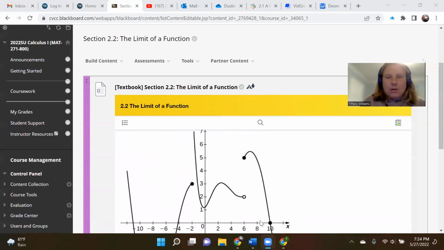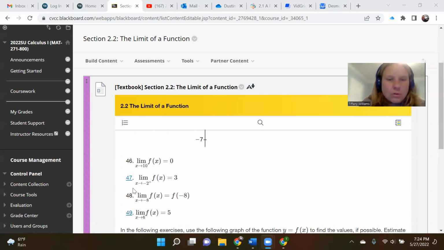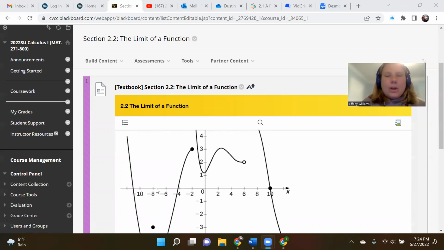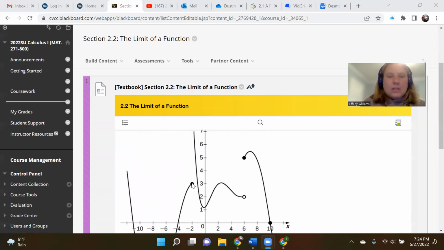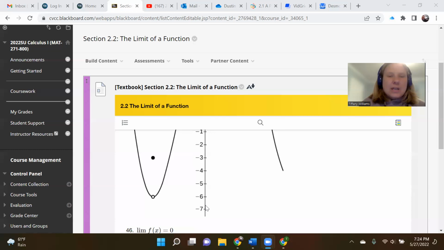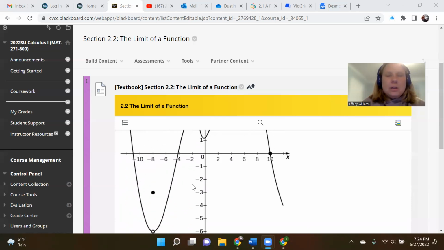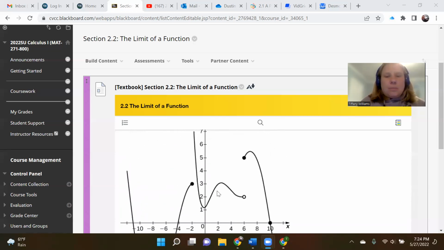So let's find 3 here. Here's 3. And as I approach from the right, is it 3? No, excuse me, from -2, sorry. So I approach -2. Okay, so as I approach -2 from the right, they're saying that the limit should be 3. So as I approach -2 from the right, ooh, my limit is not going to be 3. My limit's going to be a positive infinity.